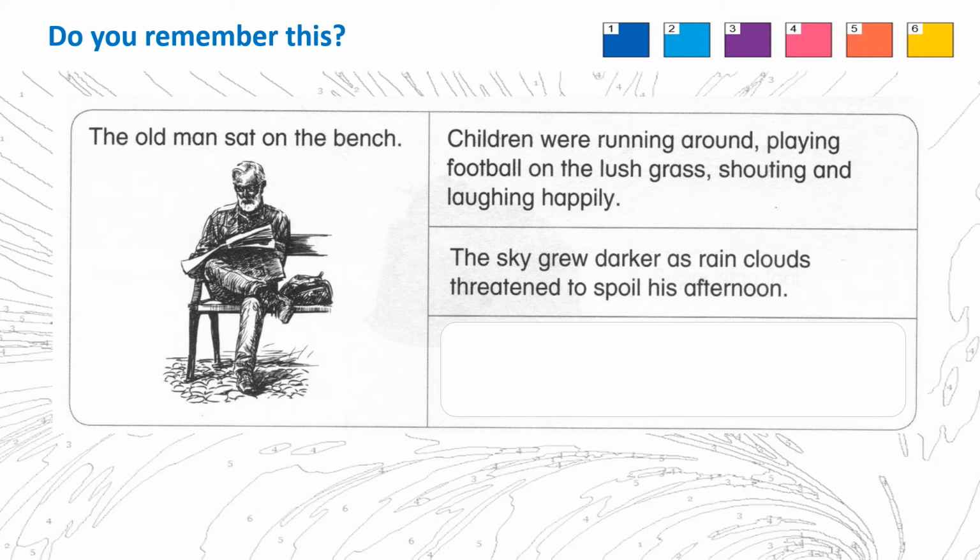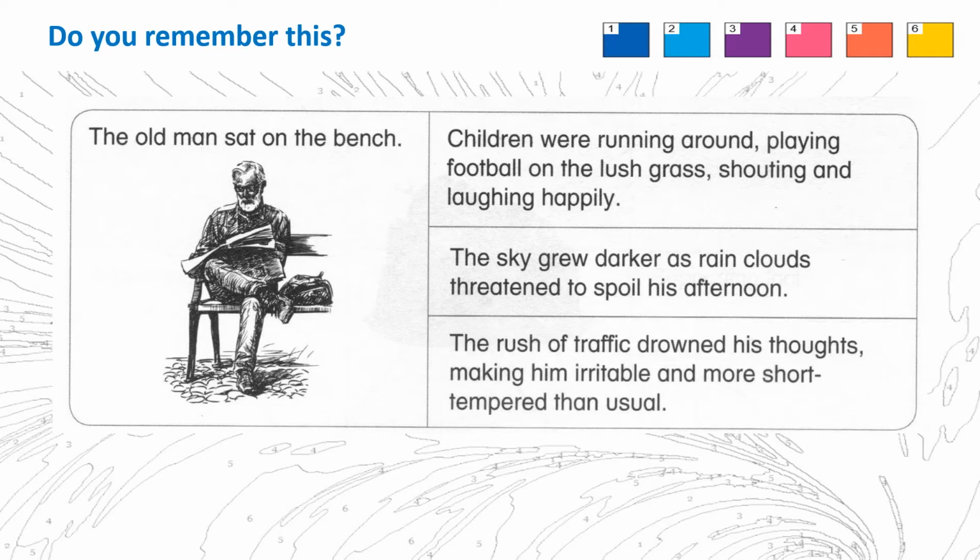And then the third one, the old man sat on the bench, and this time it's a very negative atmosphere. The rush of traffic drowned his thoughts, making him irritable and more short-tempered than usual. So we get a feeling that he's angry and it's a very noisy, horrible, smoky, dusty atmosphere around him. Now, this was just atmosphere. There is some kind of imagery there as well, but we want to improve it.